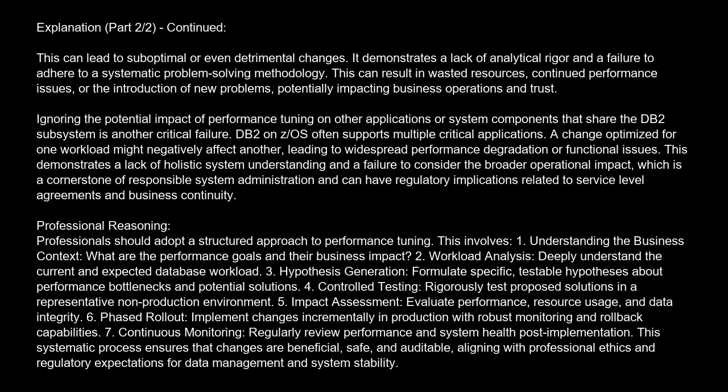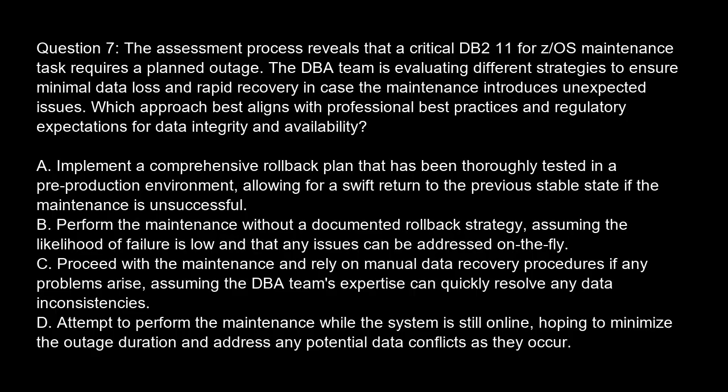5. Impact assessment. Evaluate performance, resource usage, and data integrity. 6. Phased rollout. Implement changes incrementally in production with robust monitoring and rollback capabilities. 7. Continuous monitoring. Regularly review performance and system health post-implementation. This systematic process ensures that changes are beneficial, safe, and auditable, aligning with professional ethics and regulatory expectations for data management and system stability.